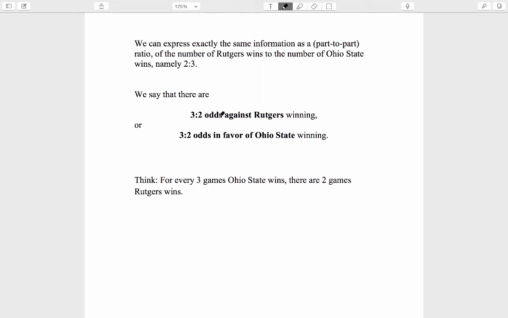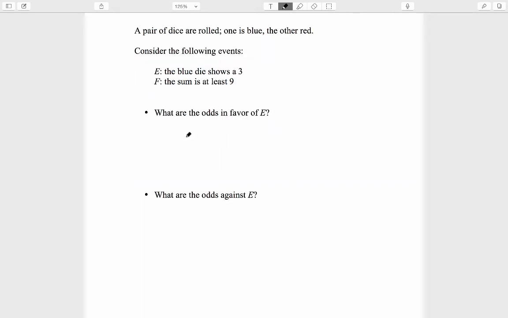and then you can express the statement either from Rutgers' point of view, that these 3-2 odds are against Rutgers, that is to say, it is more likely than not that Rutgers will lose, or we can express it from Ohio State's point of view, that the 3-2 odds are in favor of Ohio State. It is more likely than not that Ohio State will win. Let's look at some other examples.